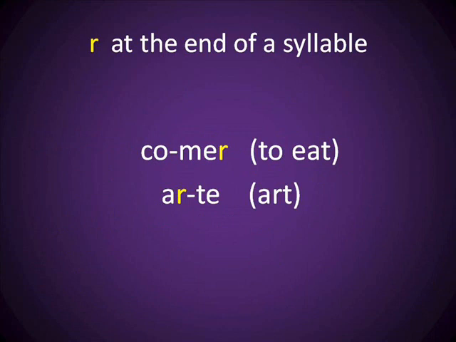When an R is at the end of a syllable, as you see in these two examples, it may sound as a rolling R. Comer, comer. Arte, arte. But when we speak fast, we may use the soft R sound too. Comer, comer. Arte, arte.